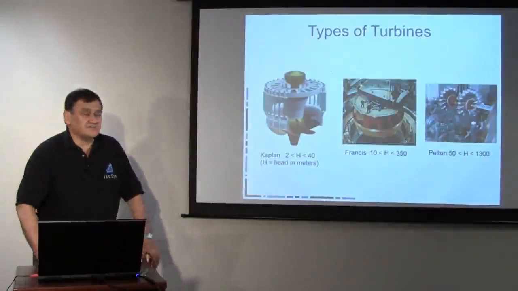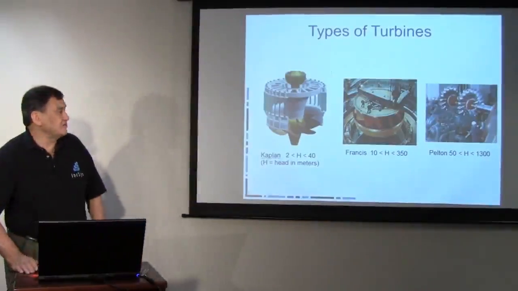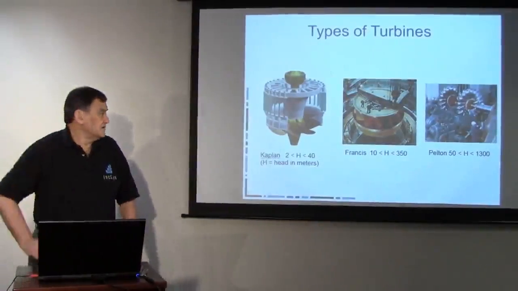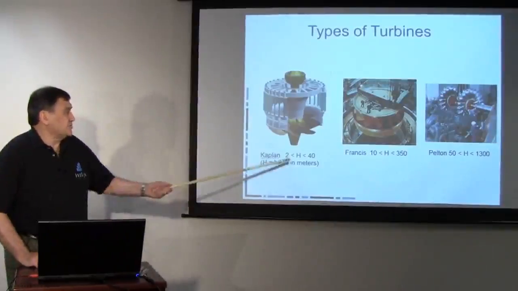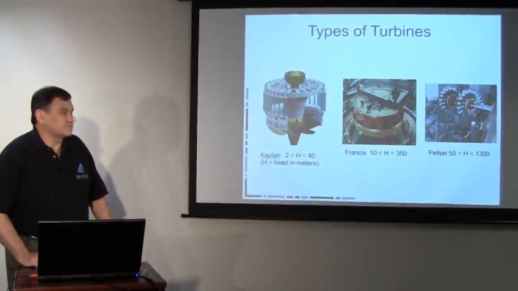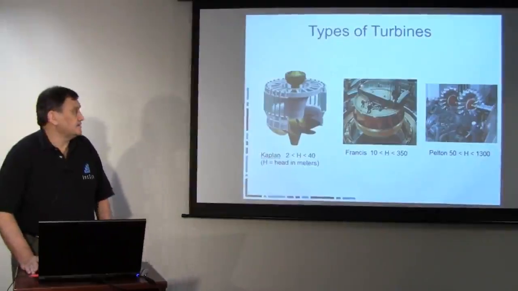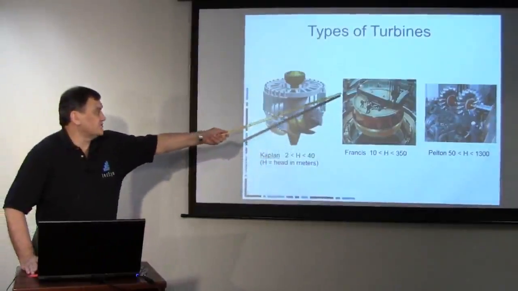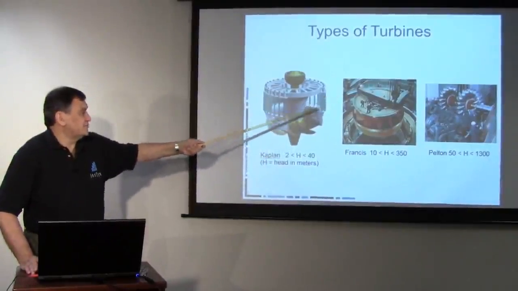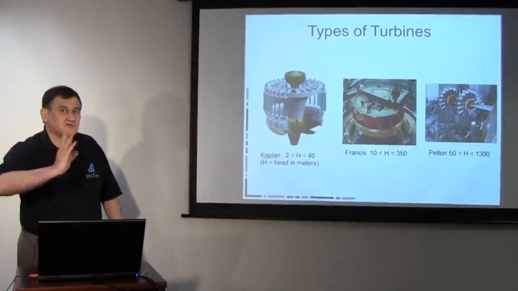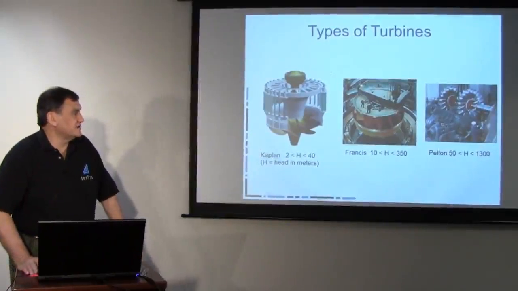There are three main types of turbines in common use. They basically work for different heads. So the Kaplan works well for the lower head systems, from 2 to 40 meters. The basic principle is that the water comes in through these wicket gates and provides a pressure on the turbine blades, causing the blade to rotate.